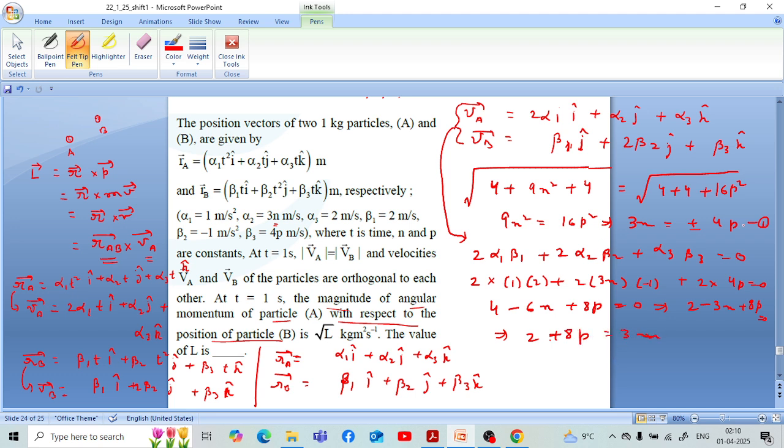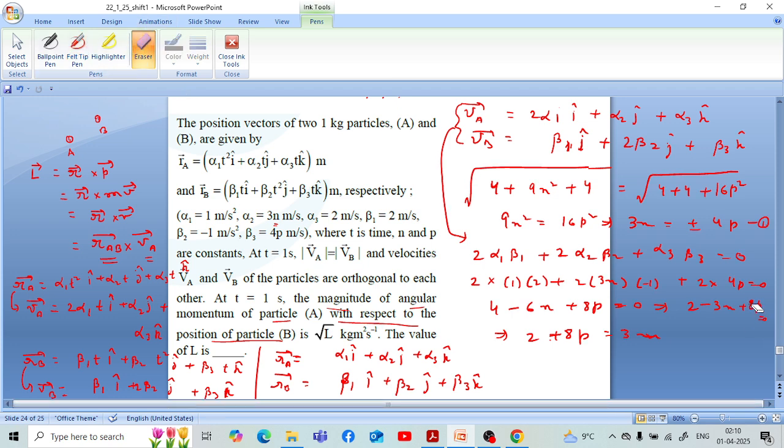Now you can see from equation 1, if you put the value of 3n equals... here there is some mistake because we have to divide this equation by 2. So this becomes 4, not 8. So this is 4 basically. So 2 plus 4p equals 3n. Now if we put the value of 3n equal to plus 4p, then this is invalid because 2 is not equal to 0. So we have to take the negative value, that is 3n equals minus 4p here.